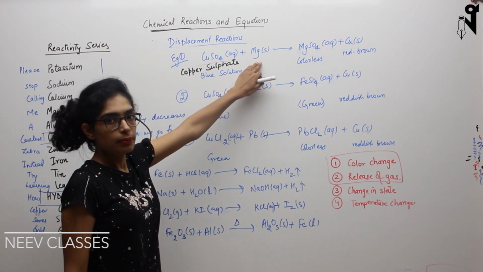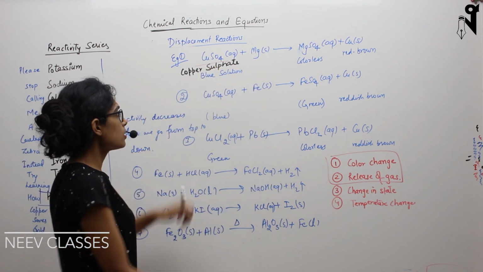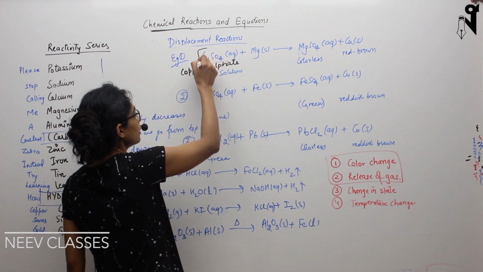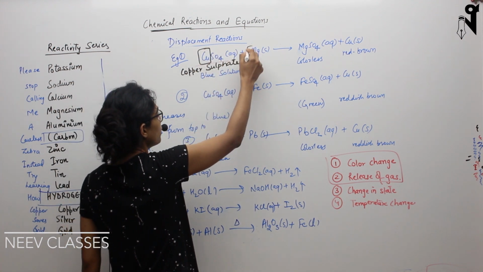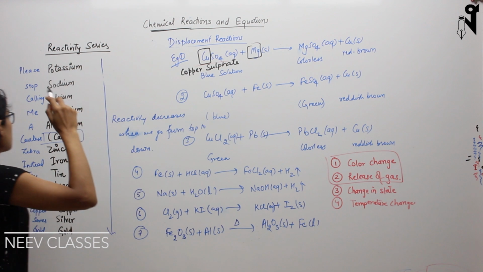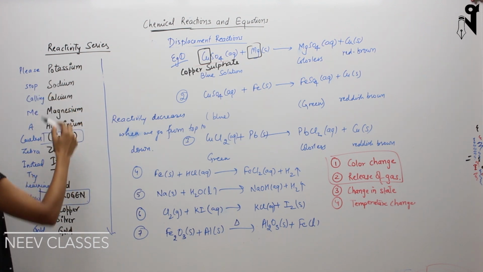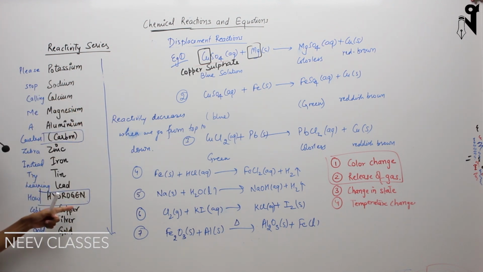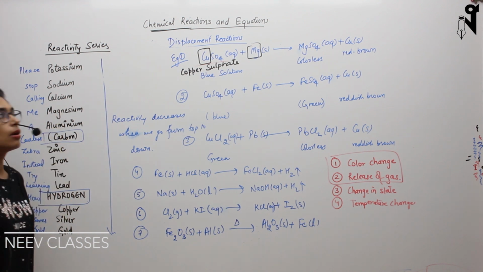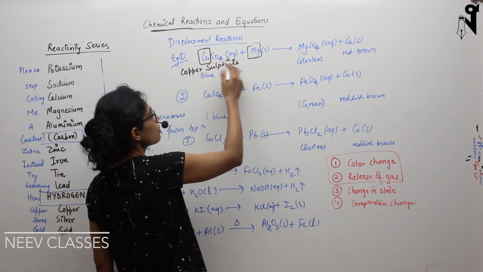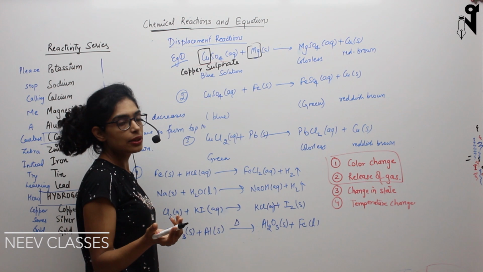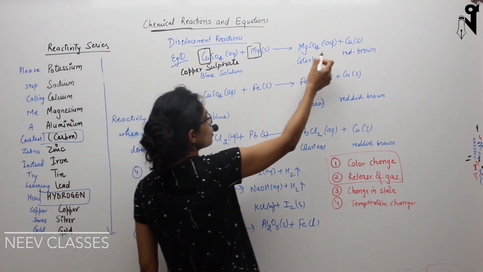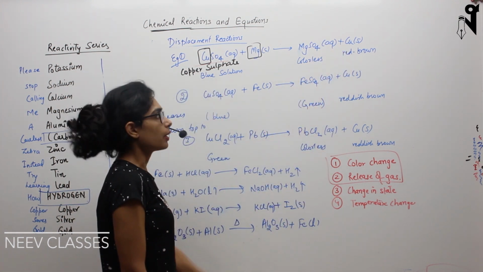reacted with magnesium. When they are kept together, just look at the metals over here. One is copper and another is magnesium. Let's see their positioning over here. Magnesium is above copper. So basically, copper is less reactive and magnesium is more reactive. So definitely, magnesium is stronger than copper and can easily replace it. So it will become MgSO4 plus copper.